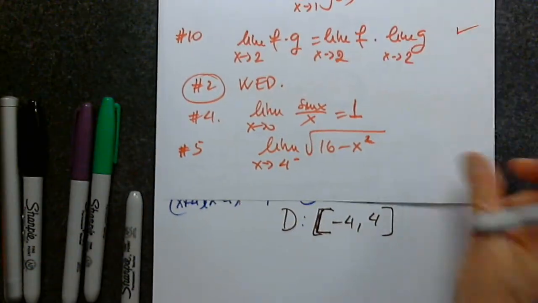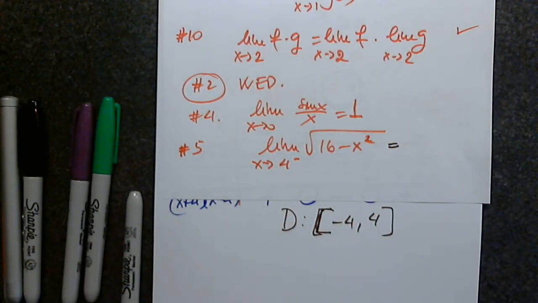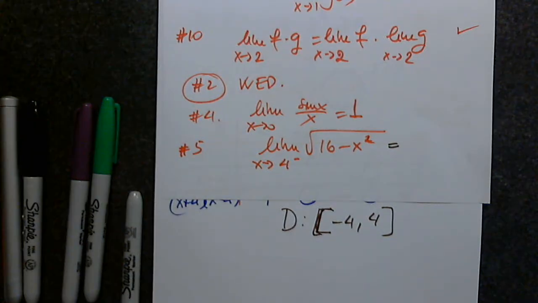Finally, now I can come back to the limit. Why do I need to do this? Is because if I ask you what is the limit of this function as x approaches 4 from the right, what would you say?